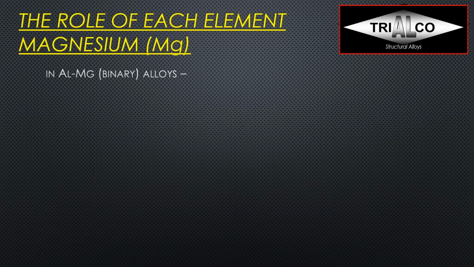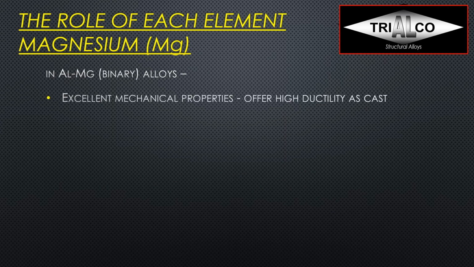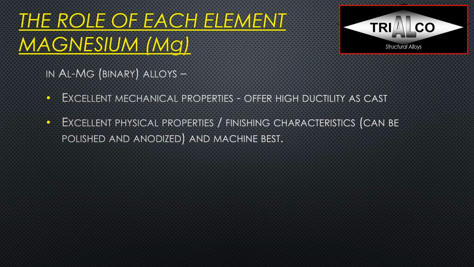Now, if you look at the role of magnesium in aluminum magnesium, the 500 series binary alloys, there it actually gives us excellent mechanical properties, especially high ductility as cast. So no heat treatment needed, it wouldn't really do that much. And as cast, very nice property packages. I especially get very nice physical properties and very nice finishing characteristics. So usually we will pick a 500 series alloy if I want to polish or anodize the part. They also machine very well.